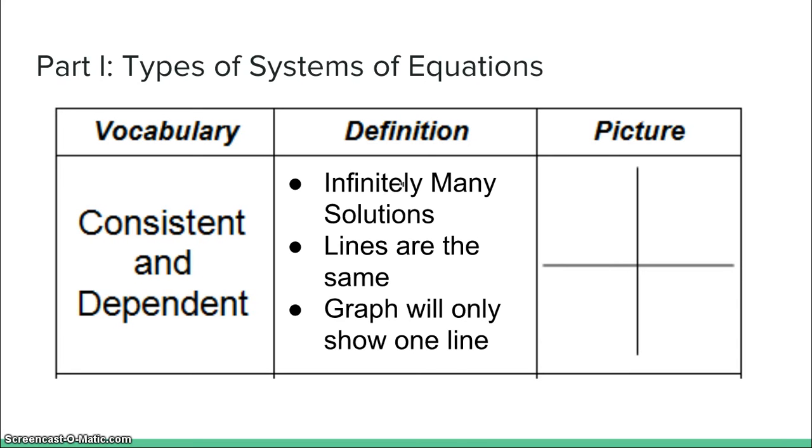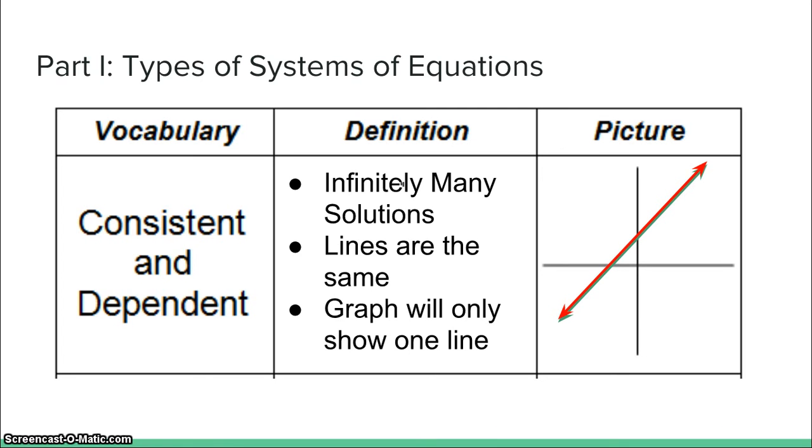So what it kind of looks like if I'm drawing the picture is I've got my green line and then I have my red line stacked right on top of it. They're the same line, and so therefore every solution, everything that I plug in that's going to fit for one line will work for the other line, and that's how I end up with infinitely many solutions.